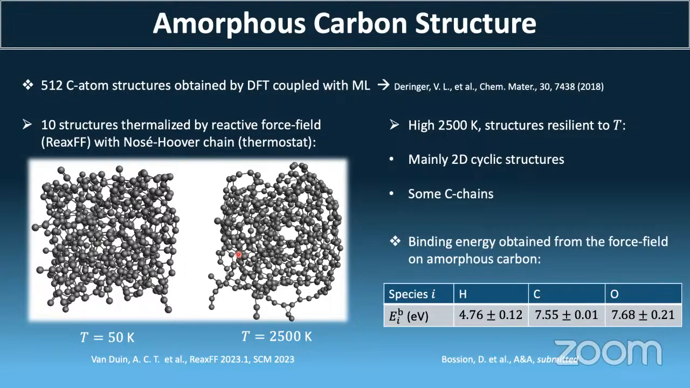So as I said before, once the structure is thermalized, we can compute the binding energy. So it's also based on this force field calculation. And here is the value we got for H, C, and O. For H and O, I didn't find any comparison in the literature, but for the carbon, there was some data available on graphite, and it was actually slightly higher, which is expected because in graphite, you expect the carbon to be more bonded. So this is something that we were relatively confident in, the values that we obtain.